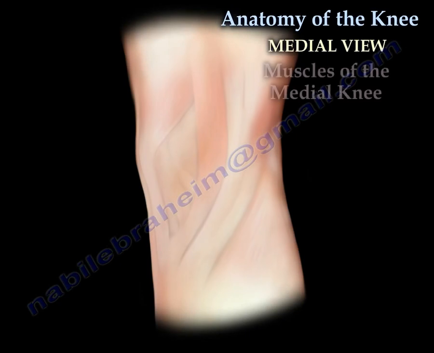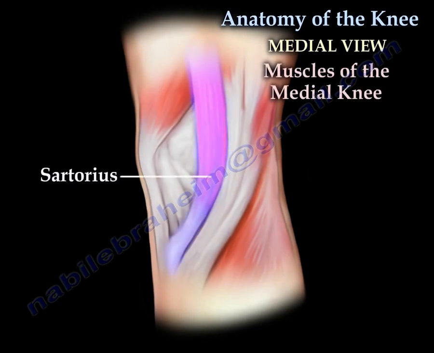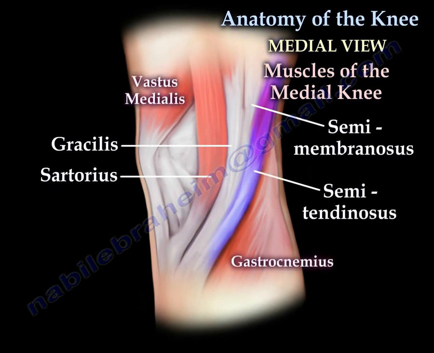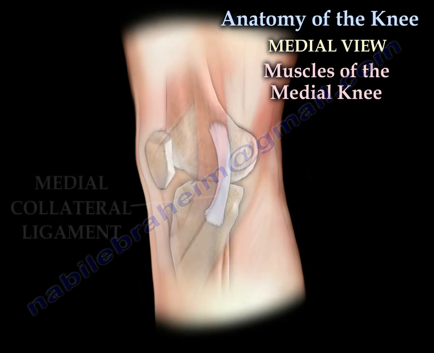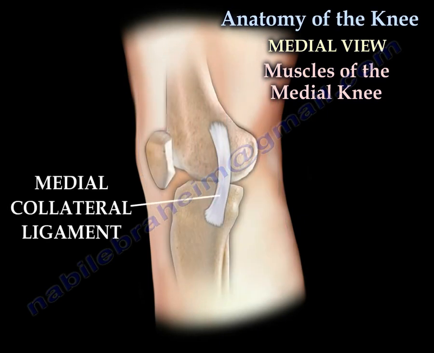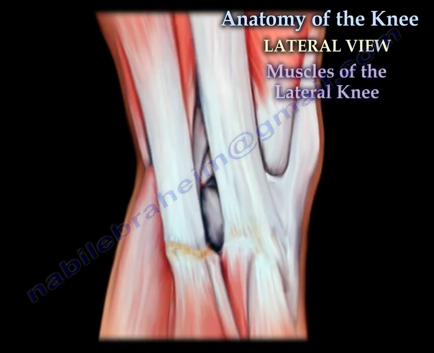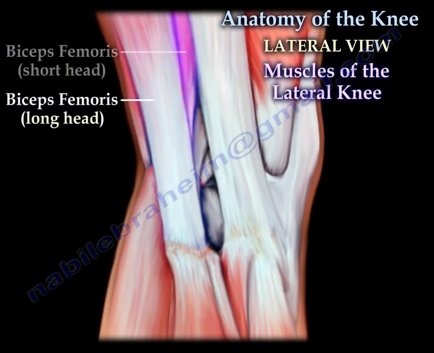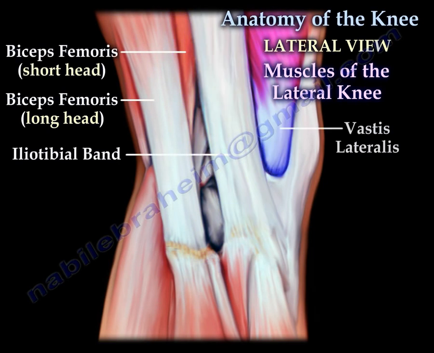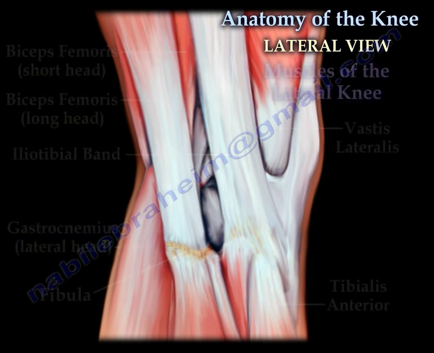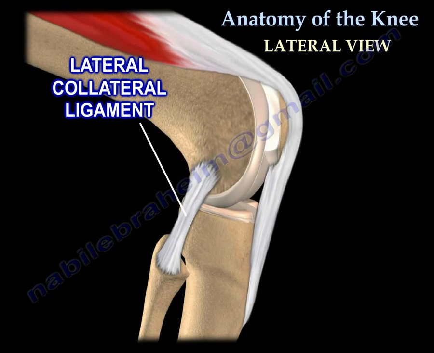On the medial side of the knee, you can find the arrangements of the tendons that insert into the tibia. Here you can see the medial collateral ligament. On the lateral side of the knee, you can see the biceps femoris tendon and the iliotibial band. You can also see the lateral collateral ligament.